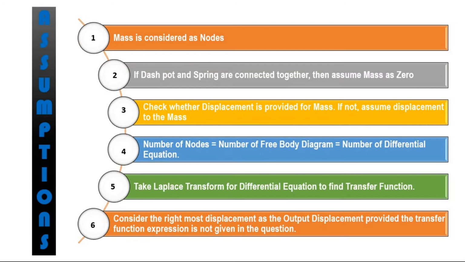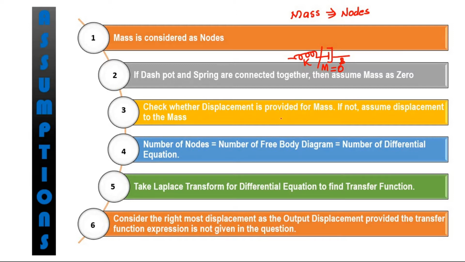Okay. The assumptions are, so the first step itself says that we have to identify the number of nodes, right? So we need to know what is a node. The mass in the system is called a node. And also the next assumption is, if the spring and dashpot are connected in series, we must assume that there is a mass in between the spring and dashpot whose value is equal to 0. Which means that there is no possibility for a series connection of a spring and dashpot without a mass.